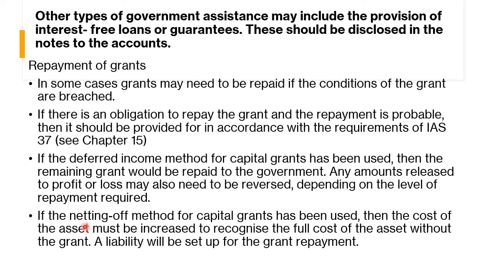If the netting off method of capital grant has been used, means if you have deducted the grant that you have received from the cost of the non-current asset, then the cost of asset must be increased to recognize the full cost of the asset without the grant. The liability will be set up for the grant repayment. So we will set up a liability for the grant repayment. Once you pay the grant, you write off the liability.